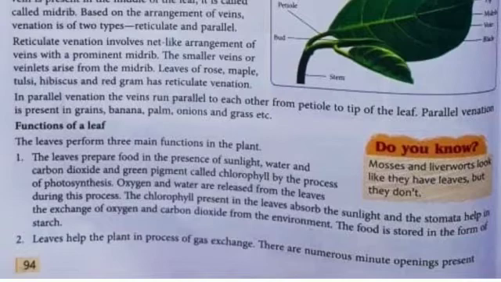The chlorophyll present in the leaves absorbs the sunlight, and carbon dioxide comes in through stomata. So stomata help in the exchange of oxygen and carbon dioxide. Carbon dioxide comes in, oxygen goes out in photosynthesis. But in respiration, oxygen is inhaled or comes in, and carbon dioxide goes out. The food is stored in the form of starch.